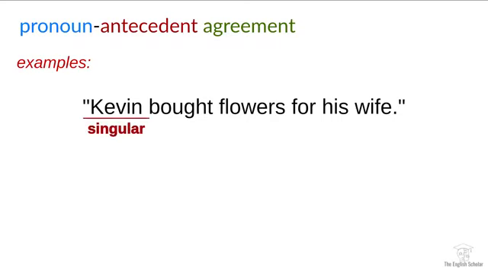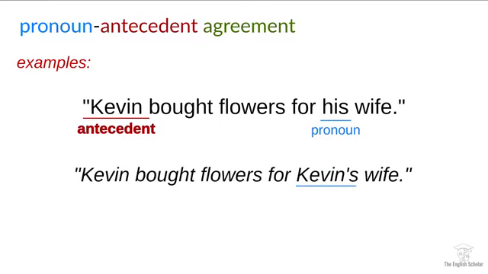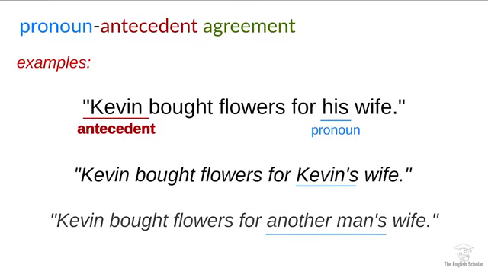Kevin is alone acting as a subject. Therefore, our subject is singular. Since Kevin is a masculine name, we use the singular masculine possessive pronoun his, which shows ownership of his wife, instead of saying Kevin bought flowers for Kevin's wife, or Kevin bought flowers for another man's wife. Well, we do not want trouble. Kevin better buys flowers for his wife only.